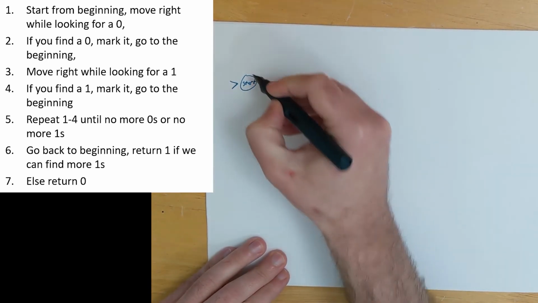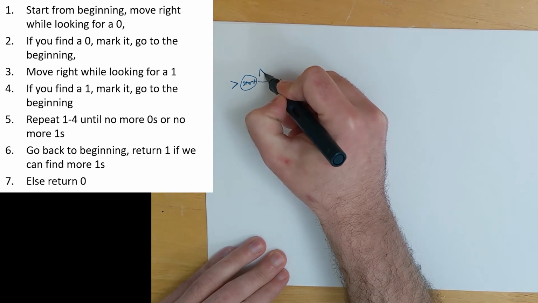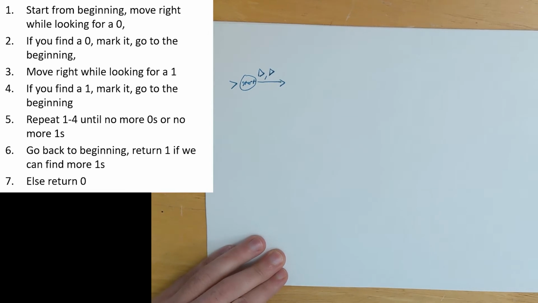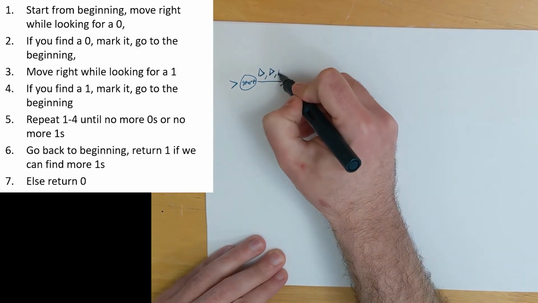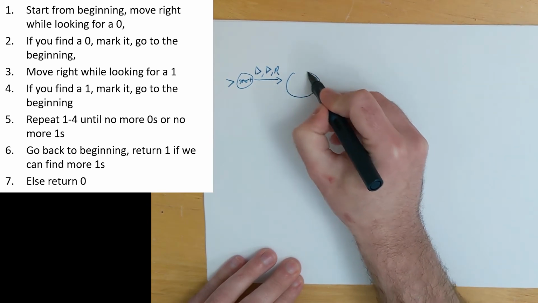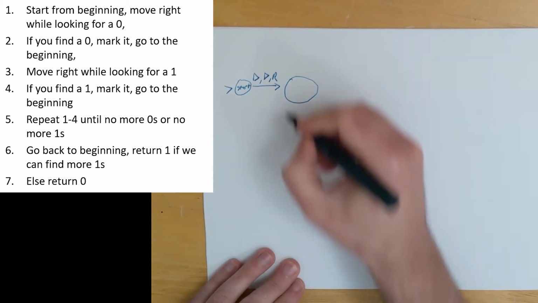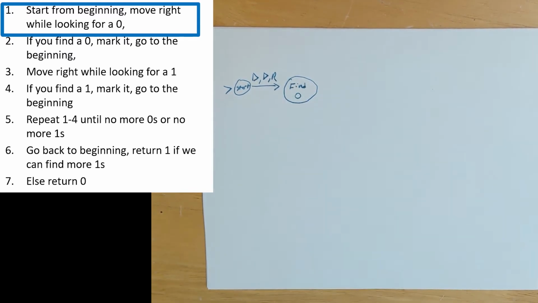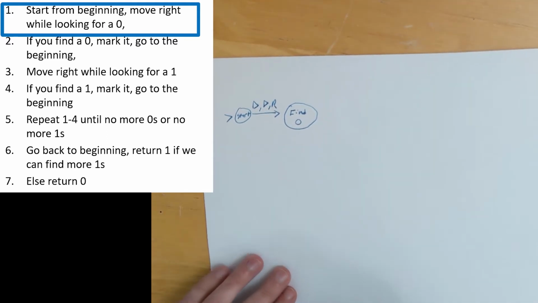So we know that we're starting at the beginning of the tape, so maybe we'll say, if we see a beginning of tape character, let's not change it so we know where the beginning of the tape is, but we're going to move one to the right, so now we're looking at our input. And now our first step is we're going to try to find a zero. So this state is going to be the state representing that we're in the process of trying to find a zero.